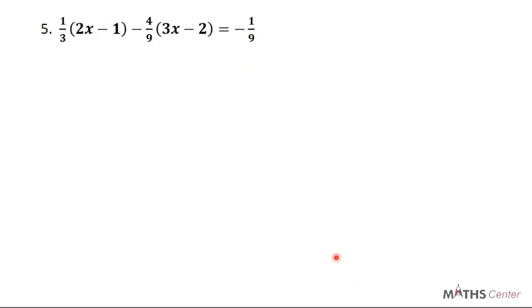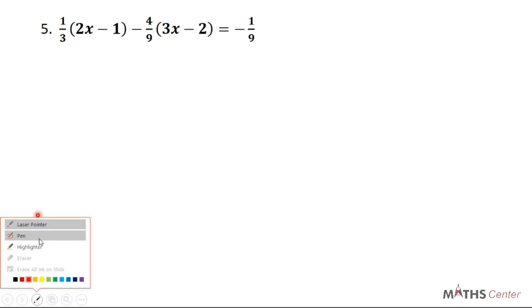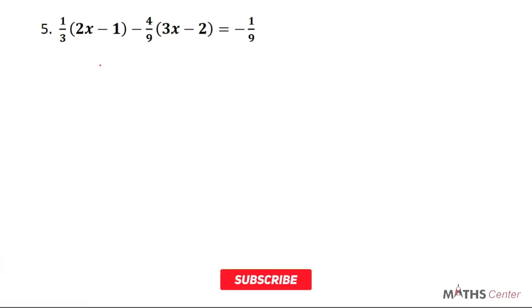We have 1 over 3 into bracket 2x minus 1 minus 4 over 9 into bracket 3x minus 2 into bracket minus 1 over 9. So once again, you look at the fractions. The fractions are 1 over 3, 4 over 9, 1 over 9. Then you look at the denominators. The denominators are 3, 9, and 9. You look for the LCM of the denominators. The LCM of 3, 9, and 9 is 9.